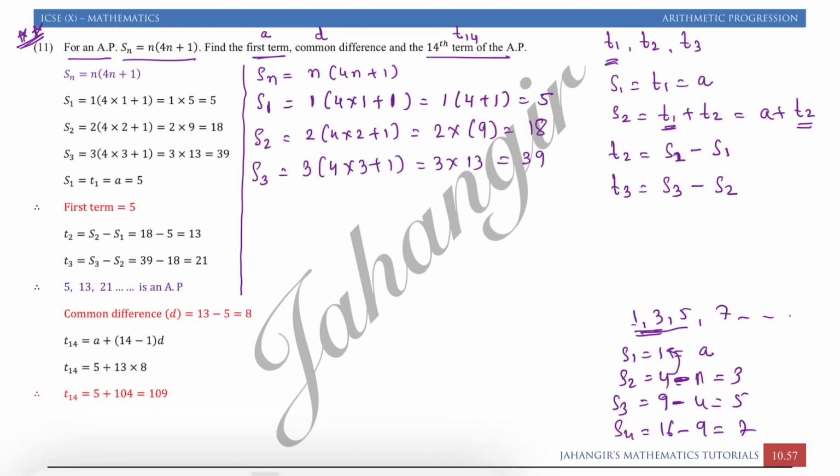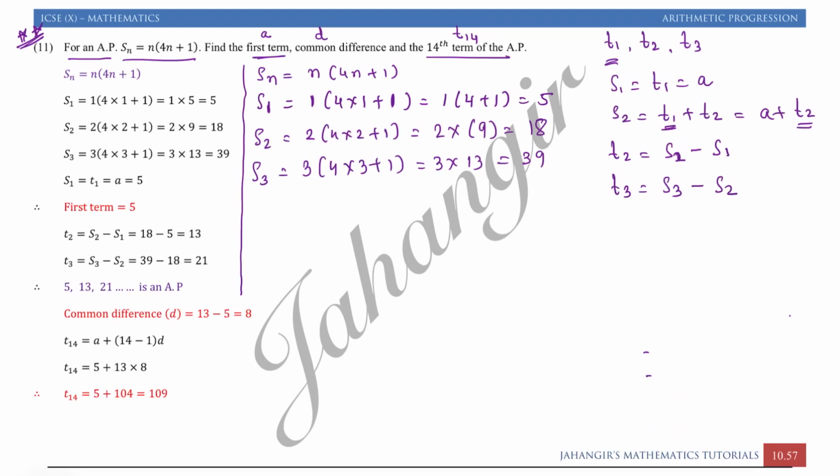Wait, I will write. Here the first term is always S1, which is A, which can also be written as 5. So we know the first term is 5. Now S2 is what? S2 is 5 plus term 2. But S2 is given as 18. So I can write 18 is equal to 5 plus term 2. So therefore T2 is equal to 18 minus 5, which is 13.